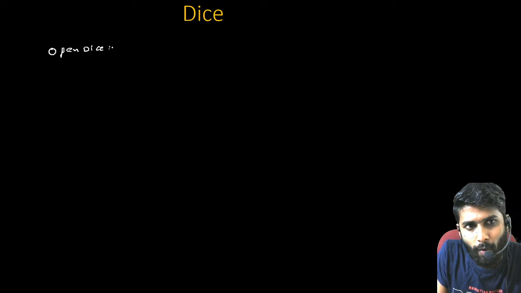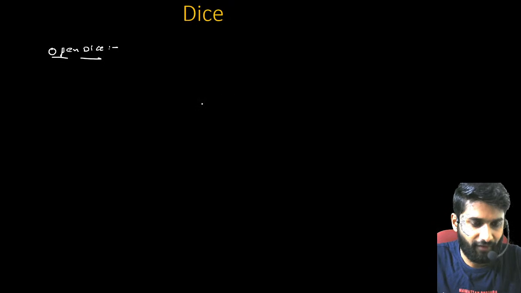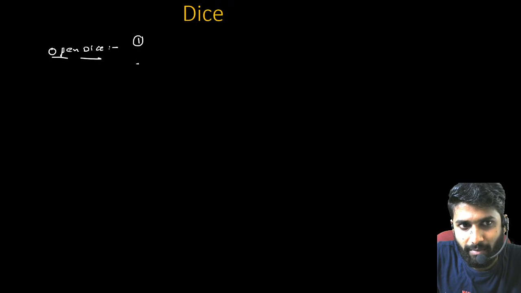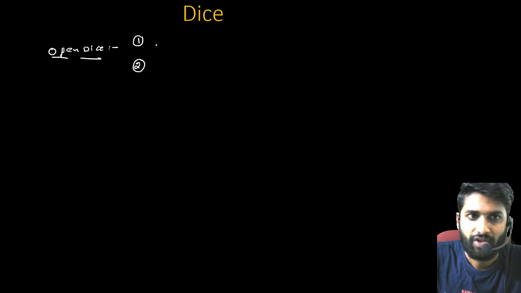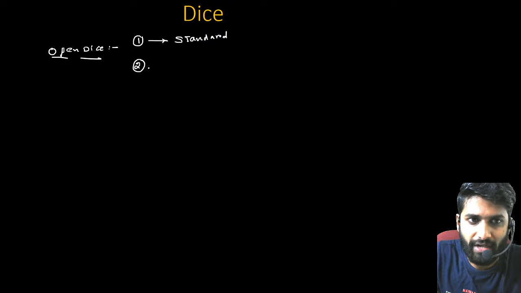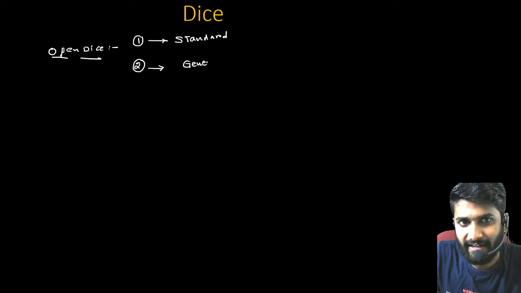See, open dice we can represent in two different types. For making any die, there are two types of representation: representation number one and representation number two. Representation number one deals with the standard die. So generally we have only two dice, guys. The first one is the standard die, the second one is the general die.